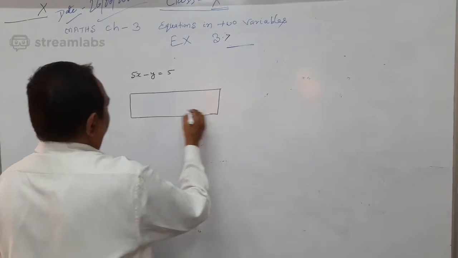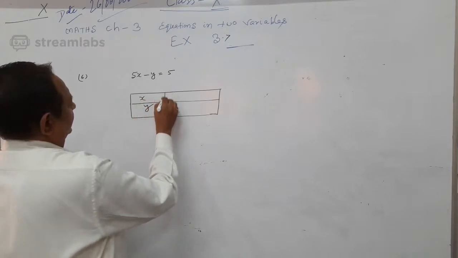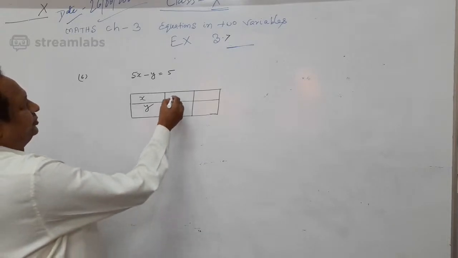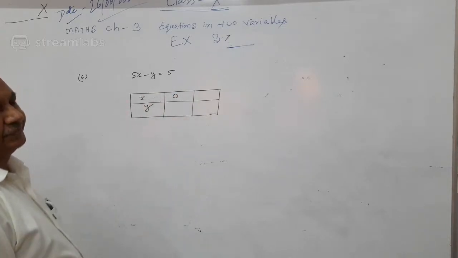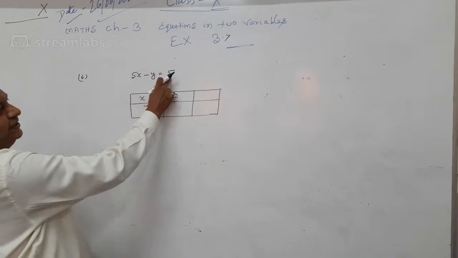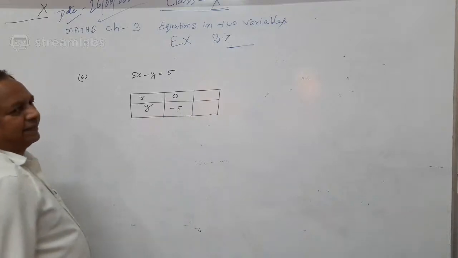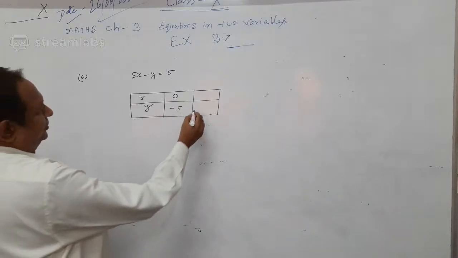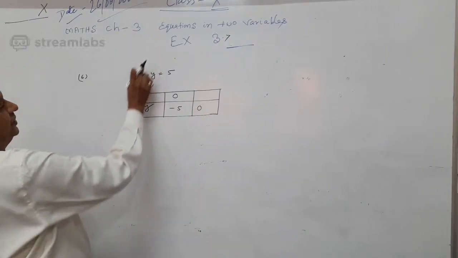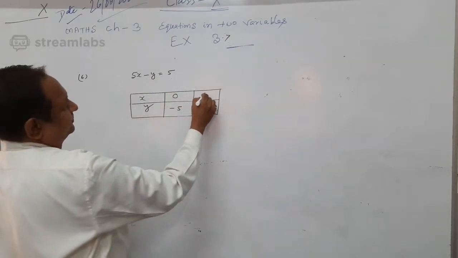So, take values of x and y. First, we put x is equal to 0. So, x is equal to 0, minus y is equal to 5, then y will be equal to minus 5. Put y is equal to 0. When y is equal to 0, 5x is equal to 5, so x will be 5 upon 5, that is 1.